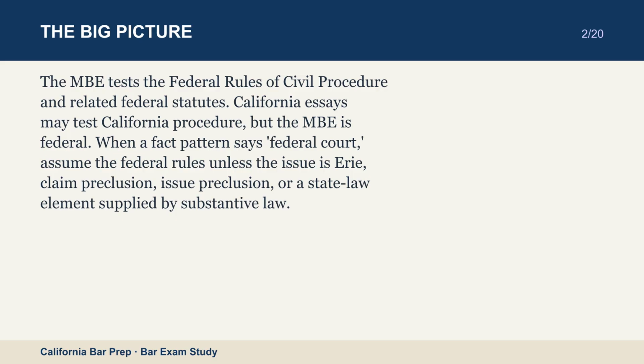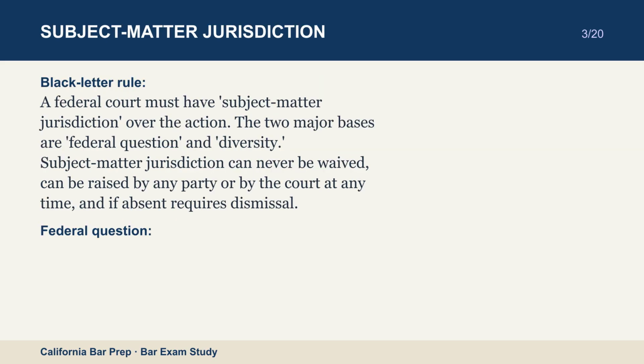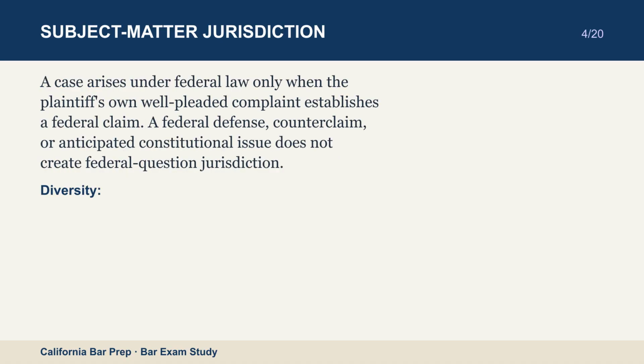Black letter rule. A federal court must have subject matter jurisdiction over the action. The two major bases are federal question and diversity. Subject matter jurisdiction can never be waived, can be raised by any party or by the court at any time, and if absent requires dismissal. Federal question. A case arises under federal law only when the plaintiff's own well-pleaded complaint establishes a federal claim. A federal defense, counterclaim, or anticipated constitutional issue does not create federal question jurisdiction.